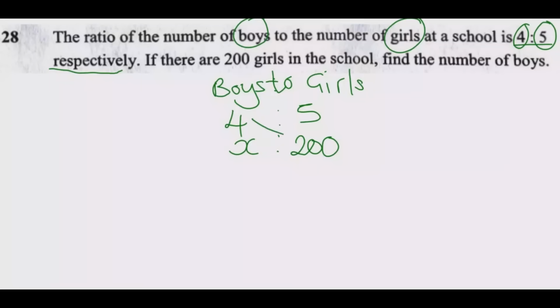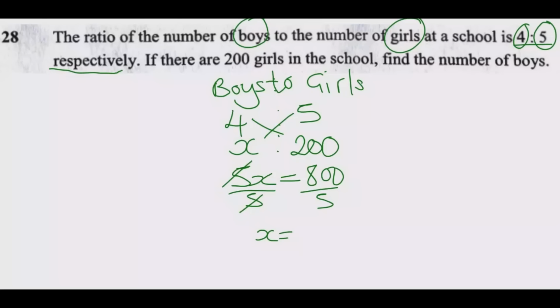Then we cross multiply. So 5 times x gives us 5x, which is equal to 4 times 200, which gives us 800. Then we divide both sides by 5, because we want to remain with the x alone. The 5 and the 5 cancel each other out, leaving us with x on one side of the equal sign.